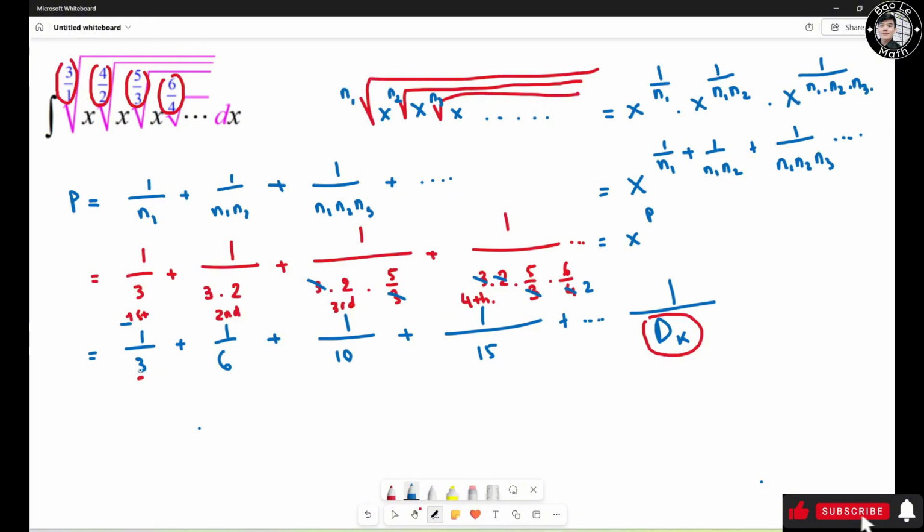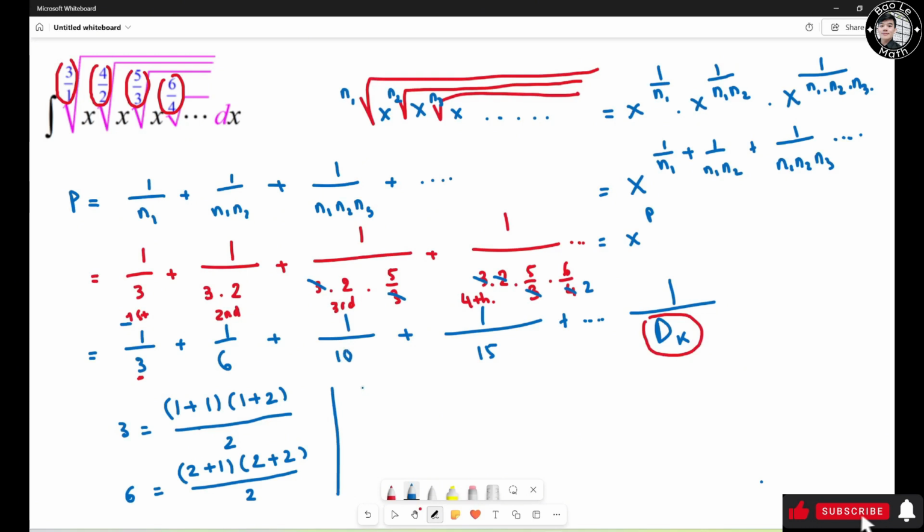So we see that 3 means 1 plus 1 times 1 plus 2 divided by 2. Now 6, which means the second term right here, 2 plus 1 times 2 plus 2 divided by 2. Now 10, which means the third term right here, it's going to be 3 plus 1 times 3 plus 2 divided by 2. Now 15 right here relates to 4, right? So 15 equals 4 plus 1 times 4 plus 2 divided by 2.